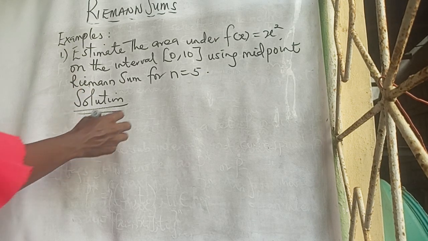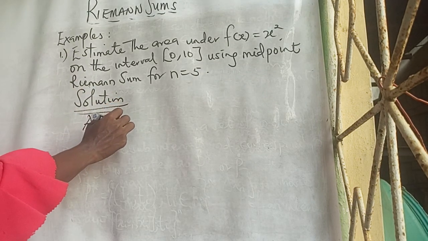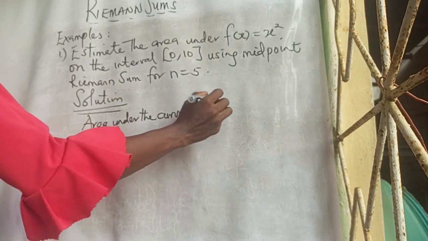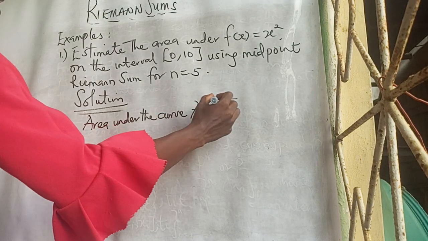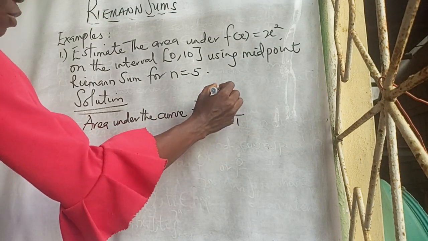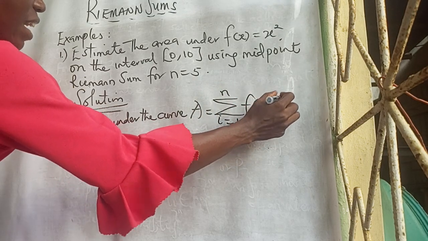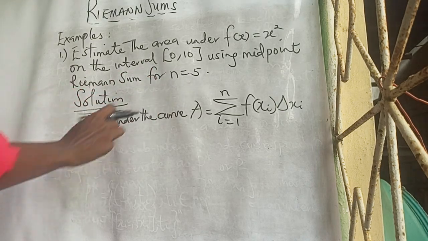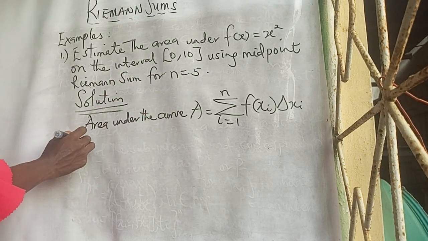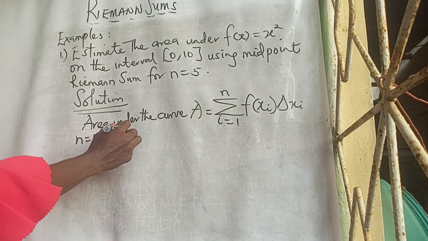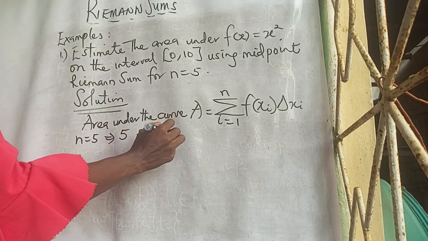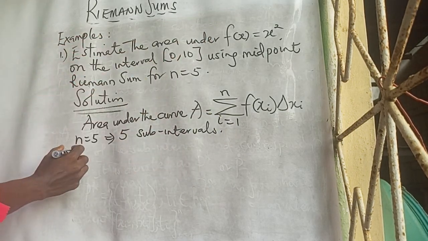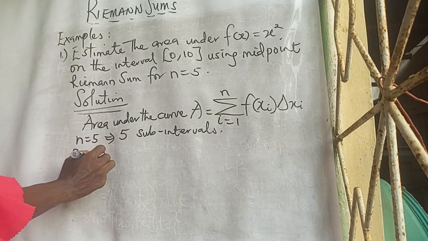Remember that the area under the curve, A, using Riemann sum is estimated as the summation from i equals 1 to n of f of xi delta xi. But in this case, our n is equal to 5. That means we are looking at 5 subintervals, 5 subintervals in the interval 0 to 10.